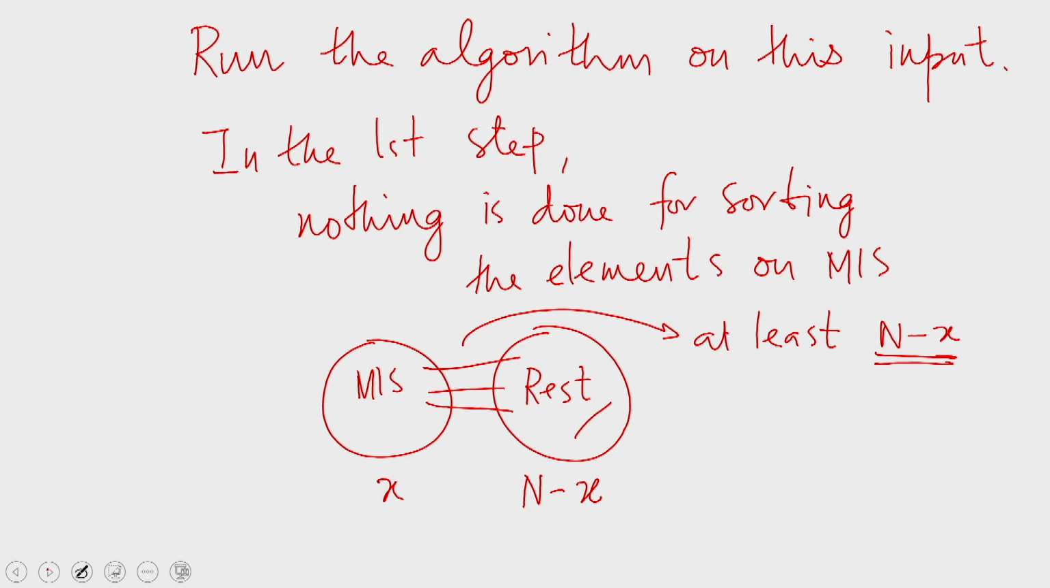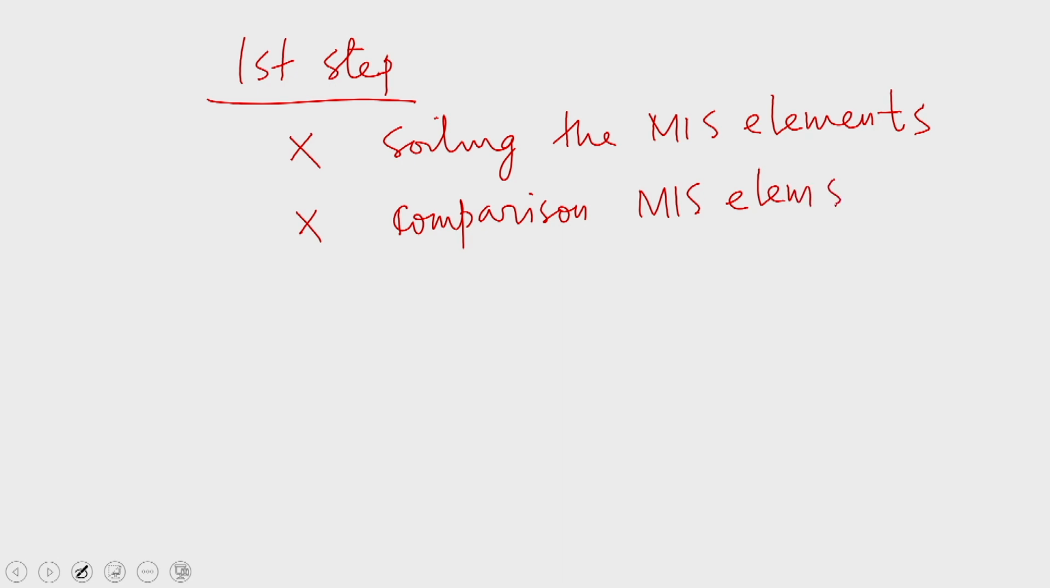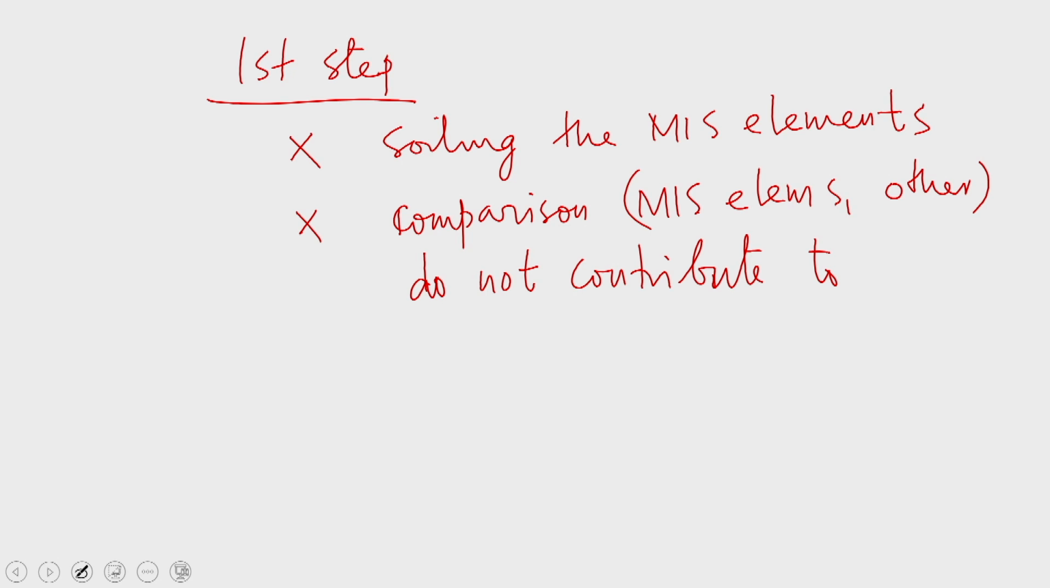Now, we have ensured two things. The first step of your algorithm has done nothing towards sorting the MIS elements, and the comparisons between the MIS elements and the other elements do not contribute to the sorting of either set.